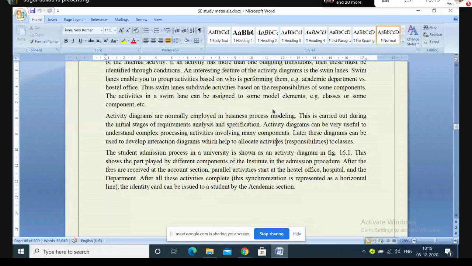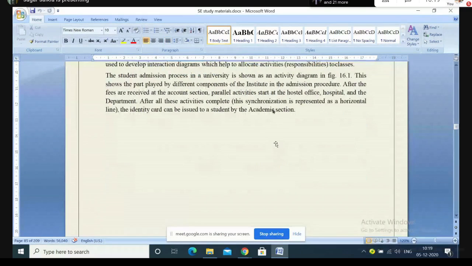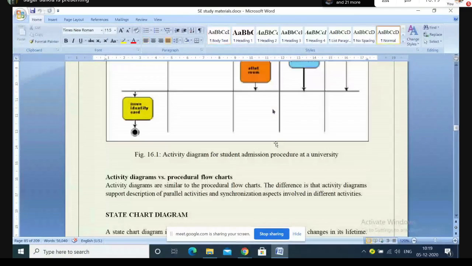So one has to know how to make them very nicely, very neatly. The concept has to be clear of how you are going to construct them, and you need to show the flow of activities that take place. If you remember, we have taken an example of the admission procedure of a college or an institute.